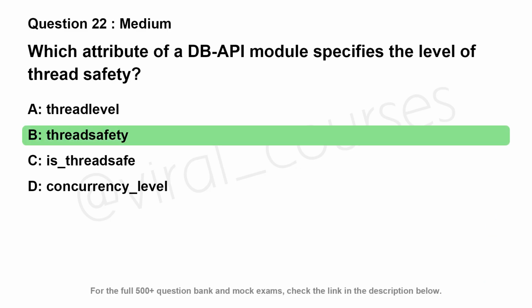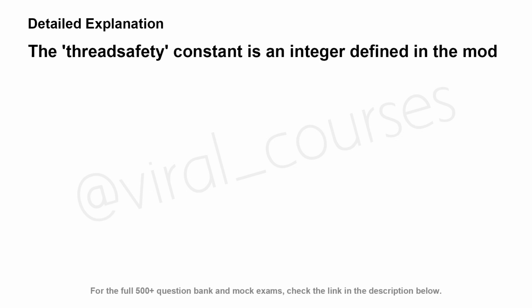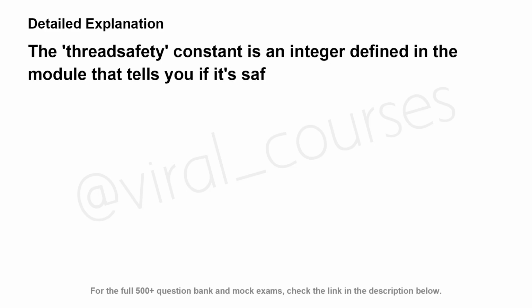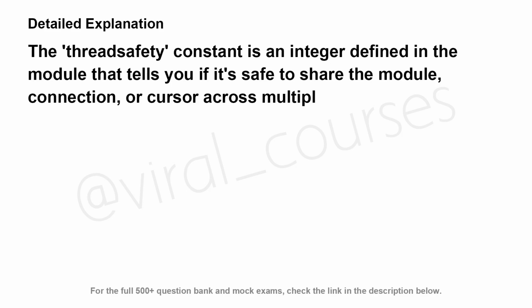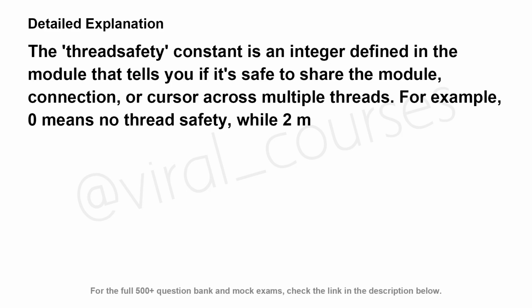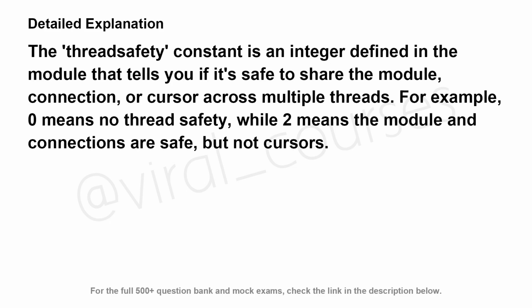The correct answer is B. The threadsafety constant is an integer defined in the module that tells you if it's safe to share the module, connection, or cursor across multiple threads. For example, 0 means no thread safety, while 2 means the module and connections are safe, but not cursors.